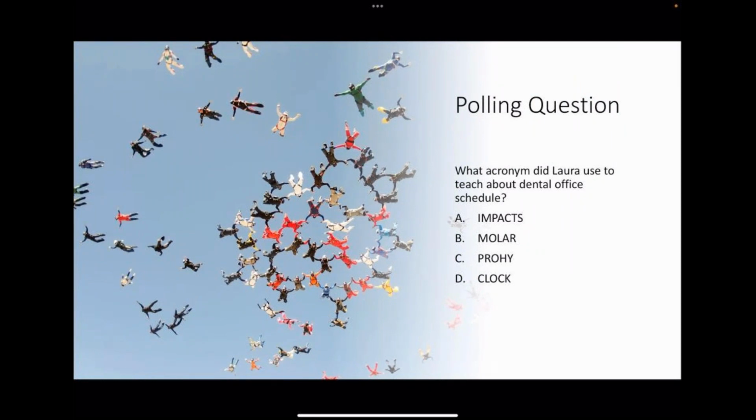Okay, so one more polling question here before I end on a final note for you guys. What acronym did I use to teach about the dental office schedule? Was it IMPACTS, MOLARS, PROPHY, or CLOCK? They're all similar in length, but if you're paying attention, what was that? And I want 100% here, Jacob. So please help me see that we've got 100% on this one.